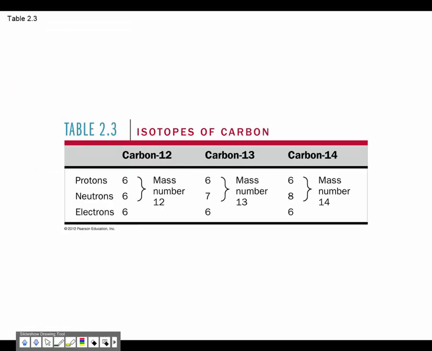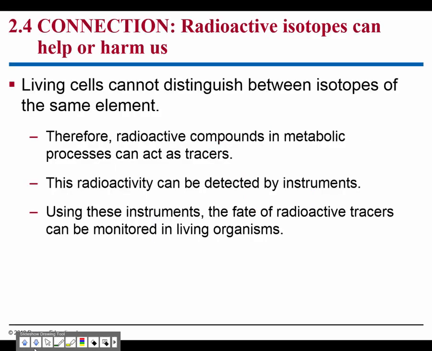So, isotopes of carbon: proton 6, neutron 6, electron 6, the mass number is 12. But if you add a neutron, you're going to get a mass number of 13. If you add 2 neutrons, you get a mass number of 14. Okay? And most carbon is carbon-12. Carbon-14 is a very, very limited percentage of those. And we know it's a consistent percentage.